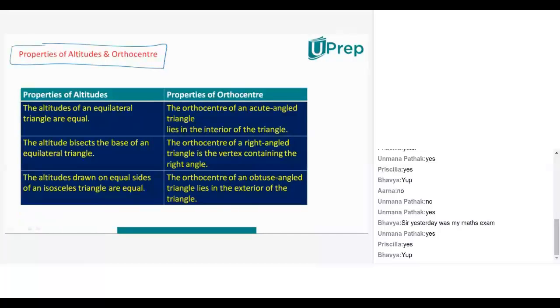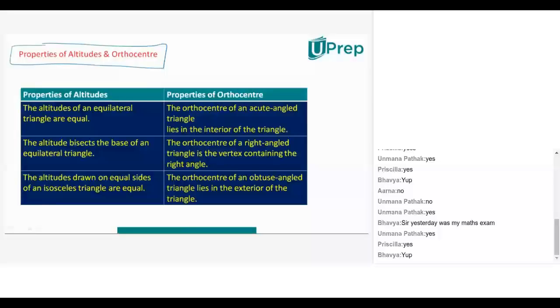Remember when we discussed medians in an equilateral triangle, we said all of them are equal. Similarly, because all the three sides of an equilateral triangle and all the three angles are equal, the altitudes of an equilateral triangle are also equal. You guys agree with me? Yes or no? Analogously, same logic on the same lines. Is this clear? We are clear with the first one.